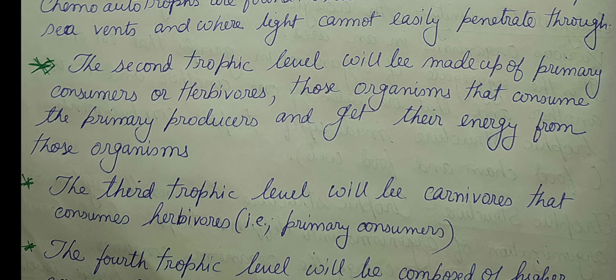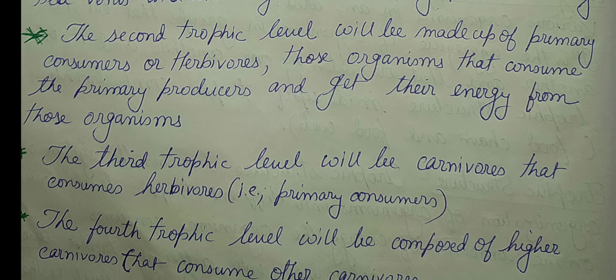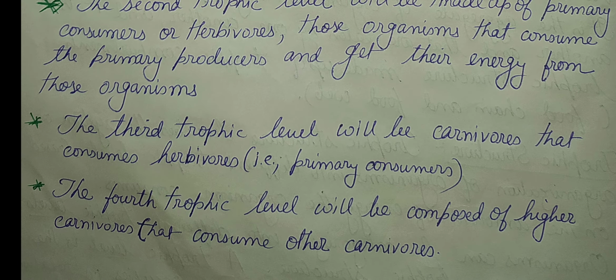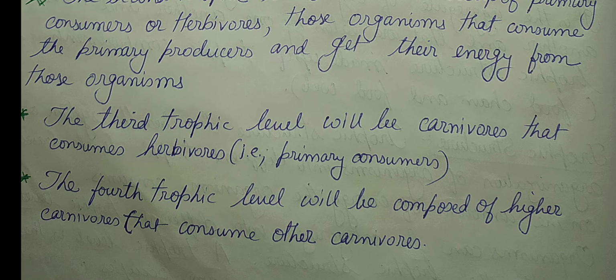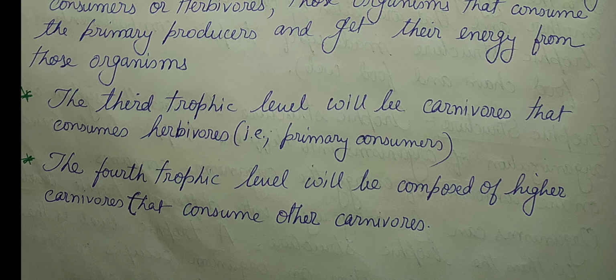So what will be the tertiary or the third trophic level? The third trophic level will be the secondary consumers, which are the carnivores or omnivores. So the third trophic level will be carnivores that will consume the herbivores, the primary consumers. And what will be the fourth trophic level? The fourth trophic level will be composed of higher carnivores that will consume the other carnivores. Okay, so this is about the trophic structure.